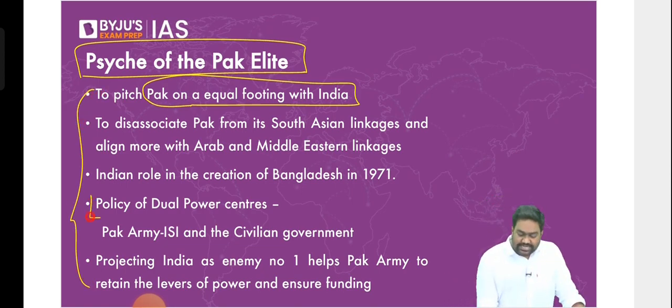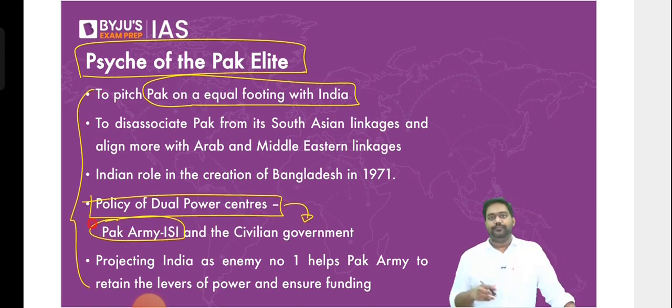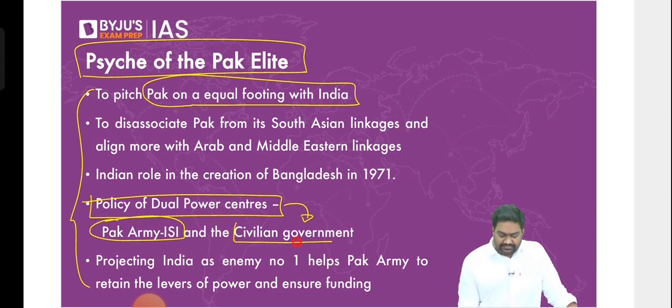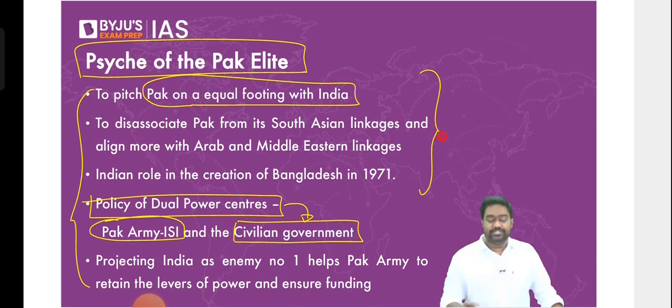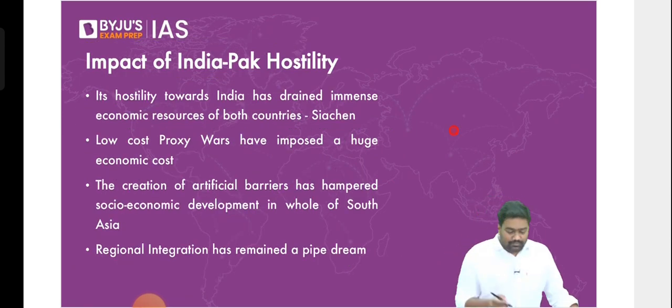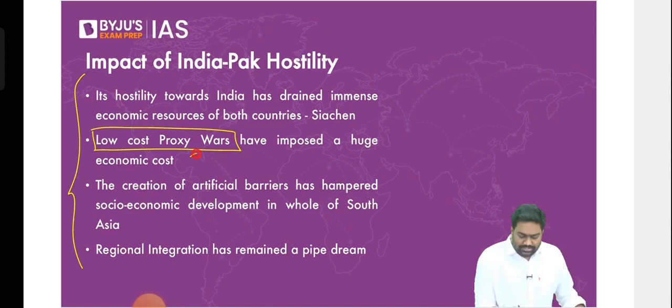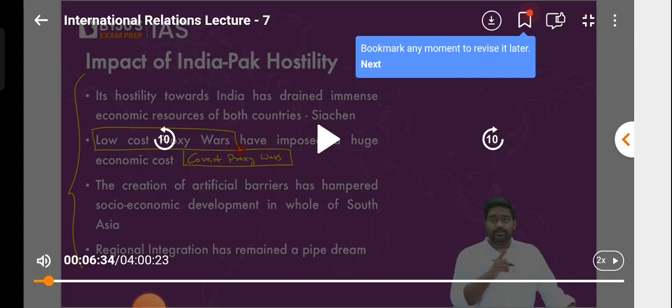We understood the dual power centers that exist, how the deep state, led by the army and the ISI, have been more powerful than the civilian government. We understood how Pakistan has embraced radical religious ideology and promoted this as a part of its policy against India. This is at the very root of the hostility between the two countries. We even understood why Pakistan resorts to a covert proxy war against India. I was explaining the advantages of a covert proxy war for a country like Pakistan.